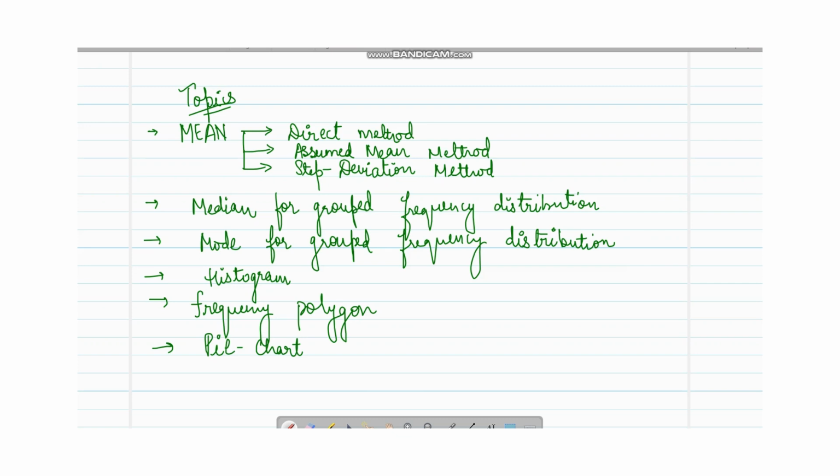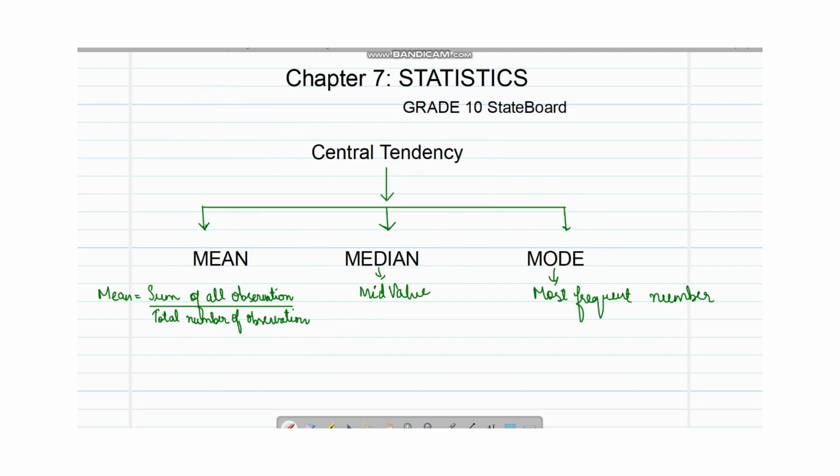Okay. Now, first we will come to the basic terms of this chapter, that is mean, median, mode. You have already learned about all these three terms in your ninth standard. So I am going to revise all these terms first, then we are going to move further. First of all, mean. Mean is the average. Median means mid value, and mode means the number that comes most frequently in the given data. That will be your mode.